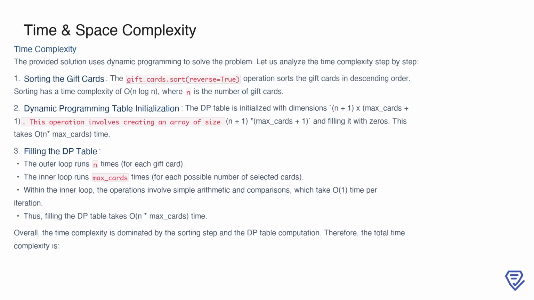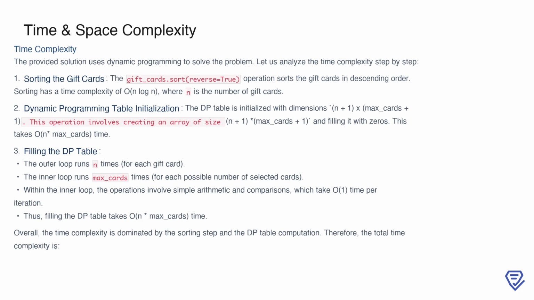Lastly, we consider the process of filling the DP table. The outer loop iterates through each of the n gift cards, while the inner loop iterates through all possible values up to max_cards. For each combination, we perform constant time operations like comparisons and arithmetic. Combining these, filling the DP table requires O(n * max_cards) time.